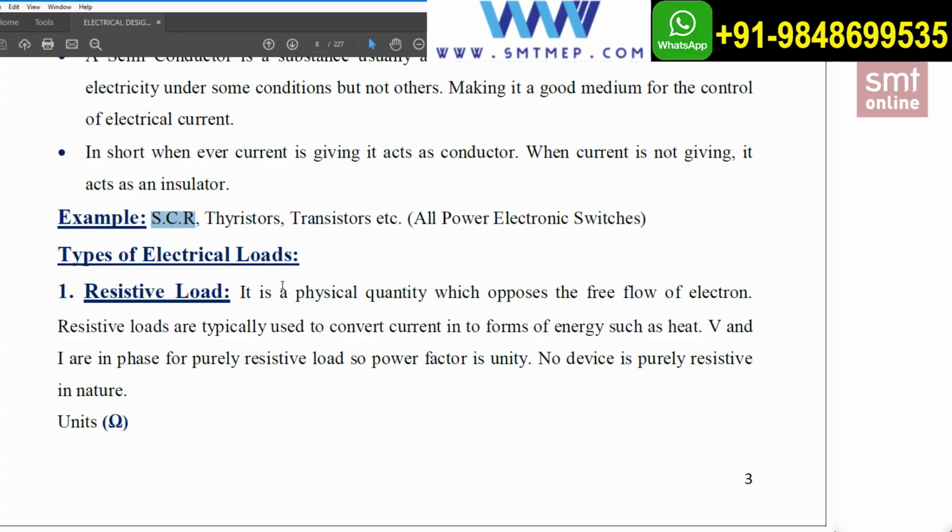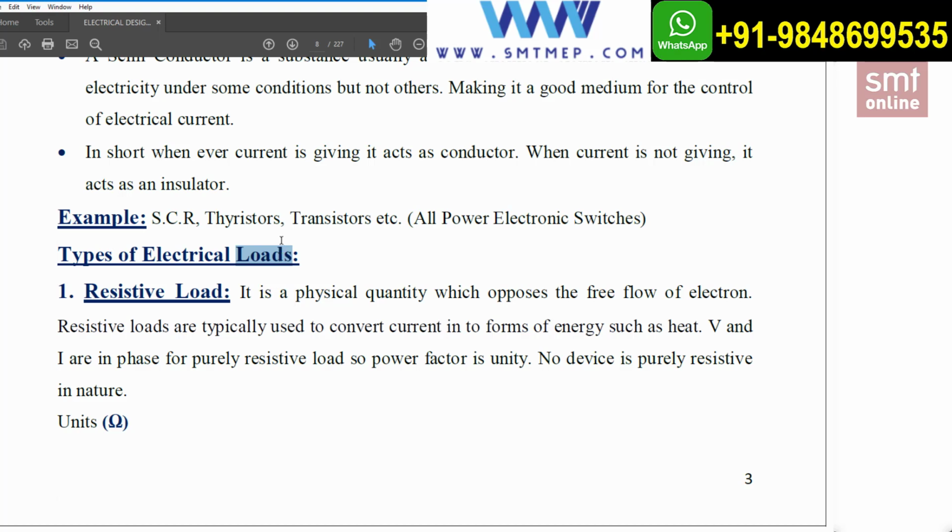Next, coming to the types of electrical loads. In the electrical system, we have three different types of loads. One is the resistive load, one is the inductive load, and one is the capacitive load. So we have to understand what the resistive, inductive and capacitive loads are.